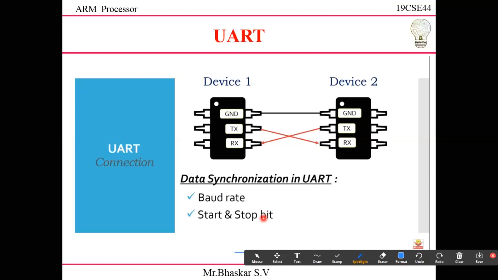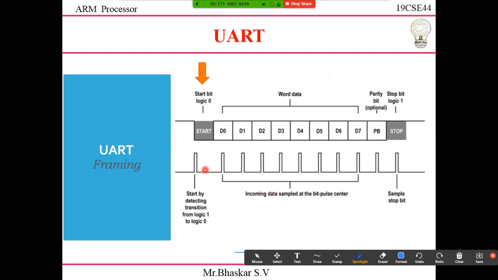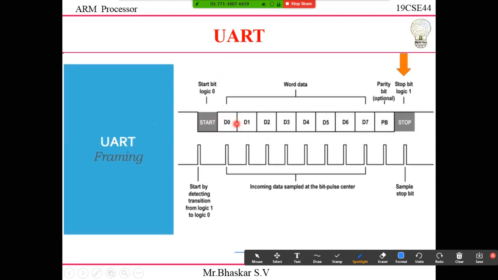So we are going to use data synchronization in UART. It is done by using the baud rate as well as start and stop bits. You can see the framing of my message, for example hello world, or anything, for example your name. If I take the name, it will be converted into a number of zeros and ones. Initially one start bit is added, and at the end a stop bit is added. Then the data is transmitted. In this way, it is communicated from one device to another device.